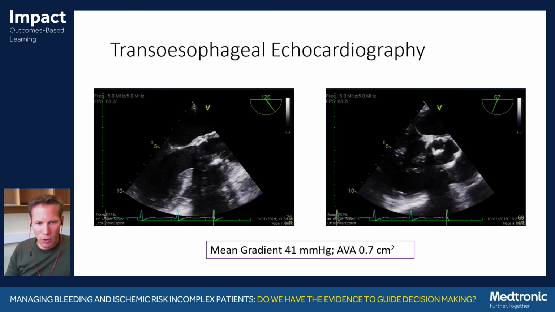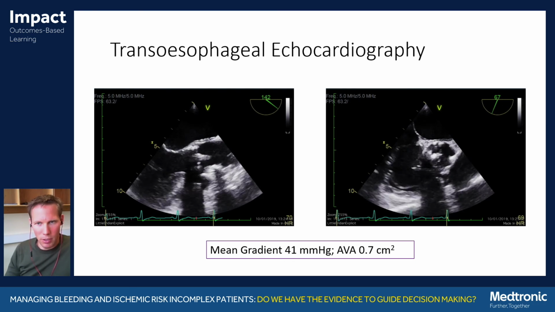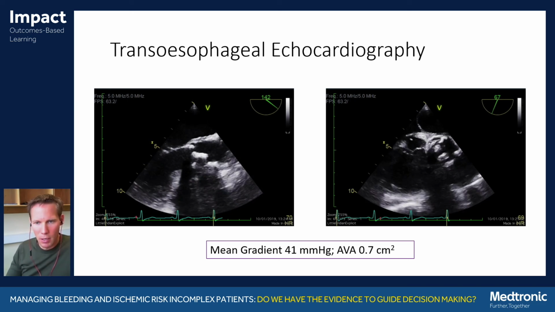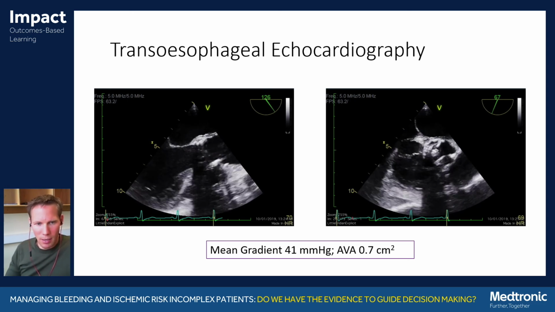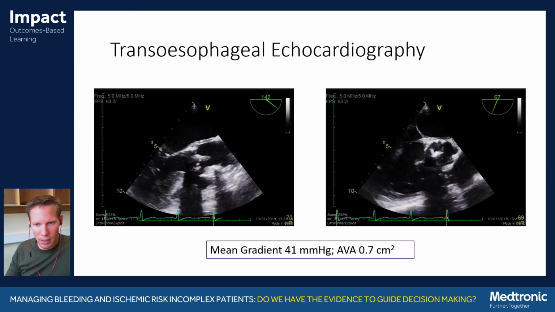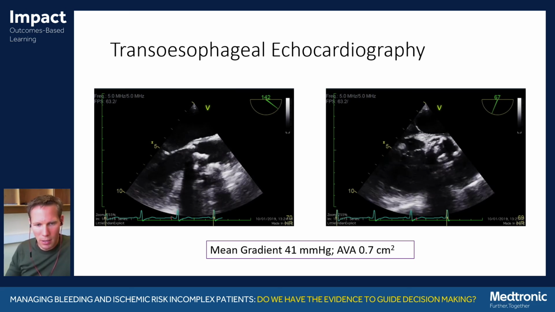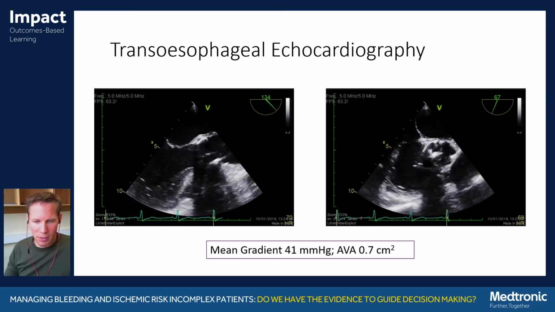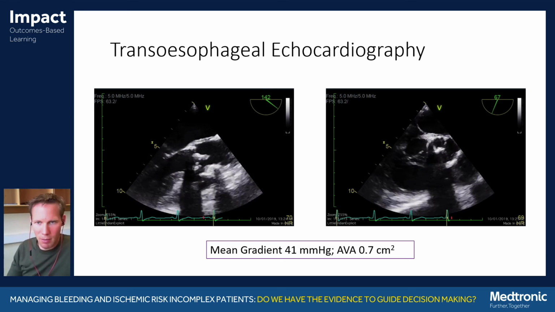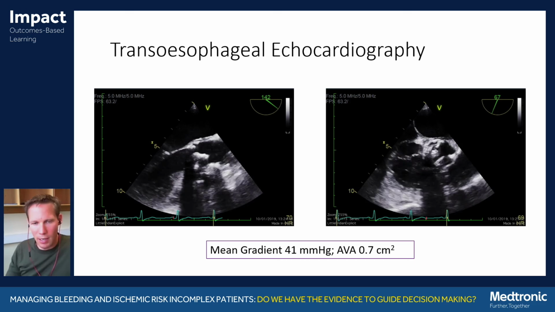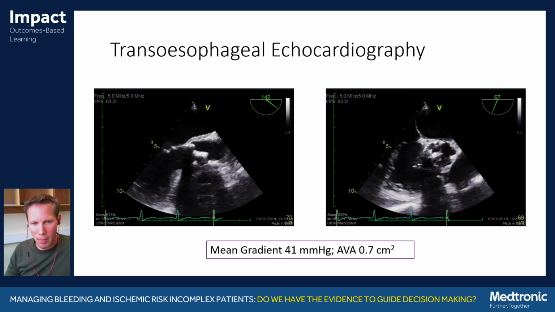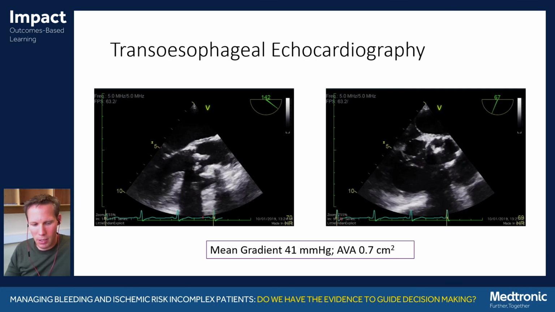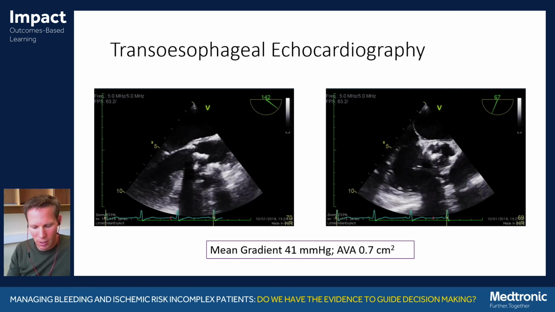She went on to have an echocardiogram, which was limited due to her previous chest wall radiotherapy, and ultimately had a transesophageal echocardiogram. And what you see in this image is a very degenerative surgical bioprosthesis. The gradient across the aortic valve was 41, and the valve area, or EOA, was 0.7 centimeters squared. So all of a sudden, this lady had concomitant severe aortic stenosis due to degeneration of her aortic bioprosthesis, and indeed her non-STEMI.